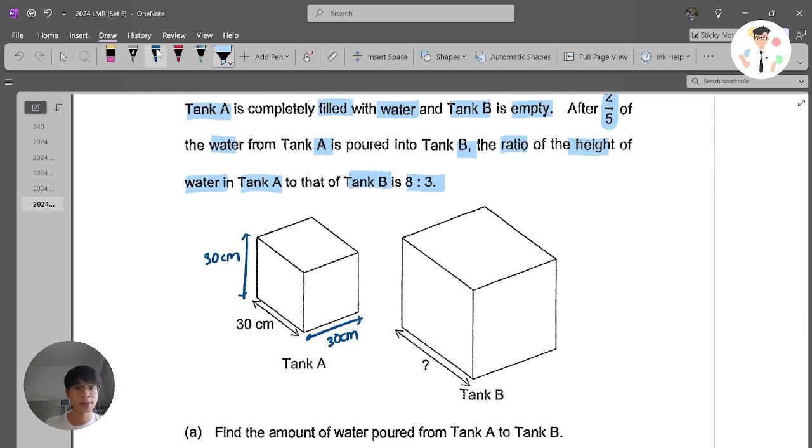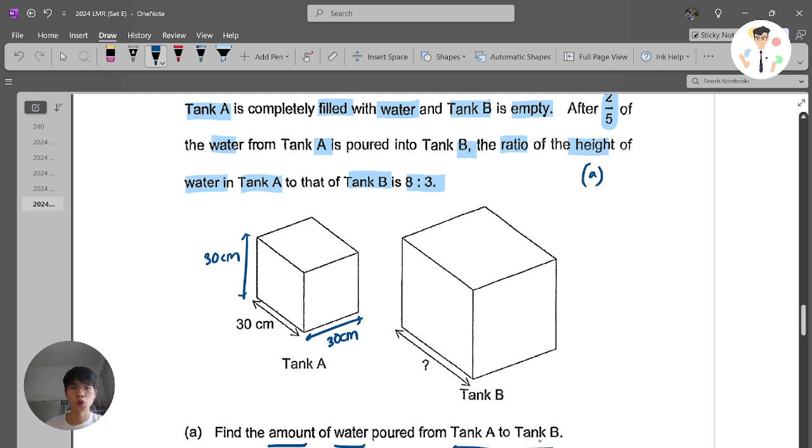So I think let's write down the A first. For A, I'm supposed to find the amount of water poured from tank A to tank B. Before that, I know tank A was completely filled with water. So let's find the capacity of tank A, which is the total volume of water inside. Very simple, 30 times 30 times 30. That is tank A's capacity. If you press on the calculator, you should get 27,000 cm cubed.